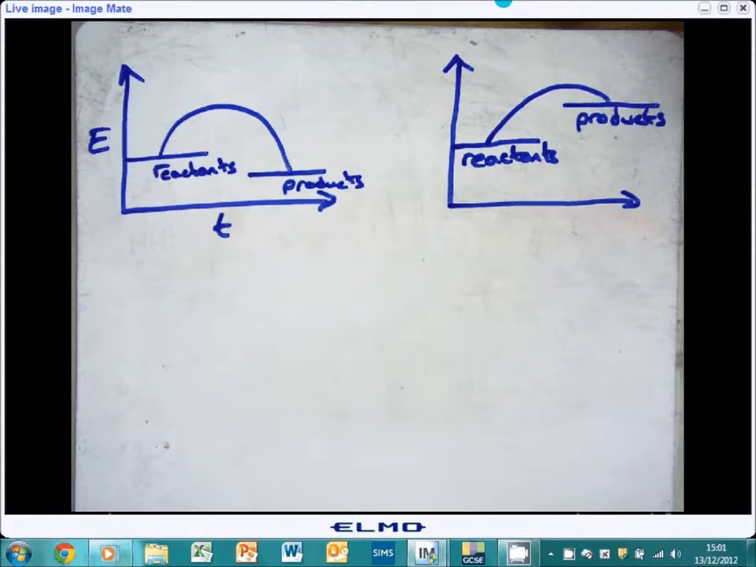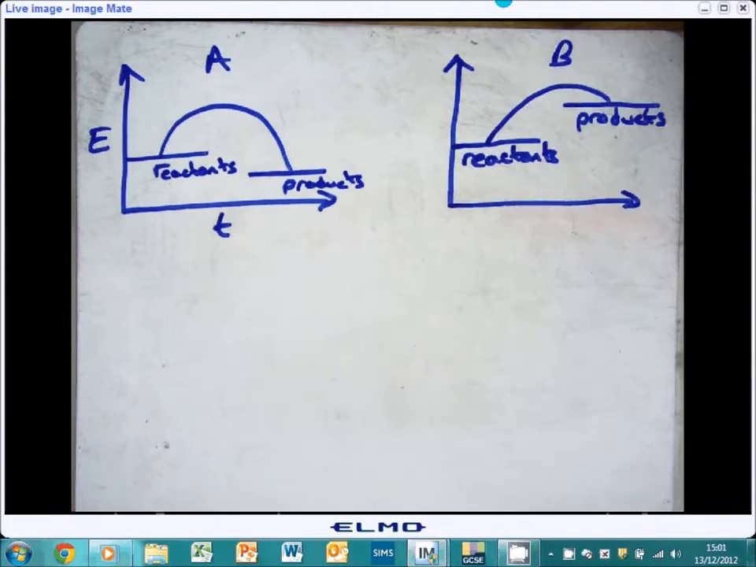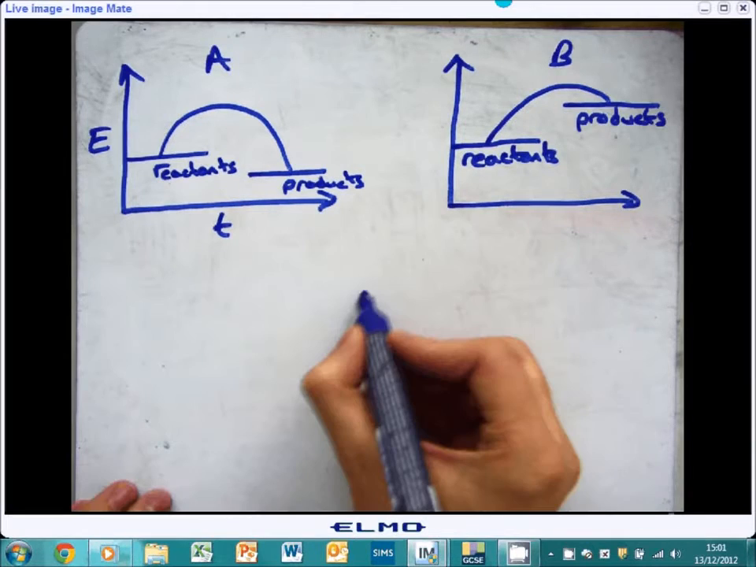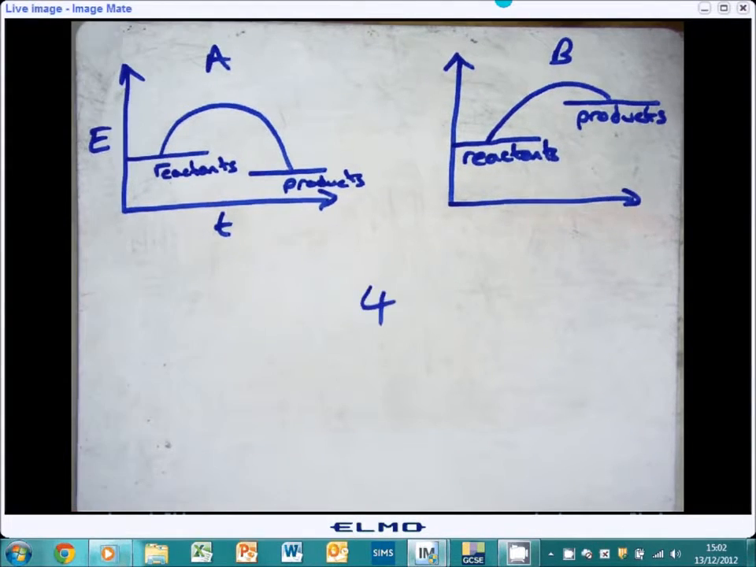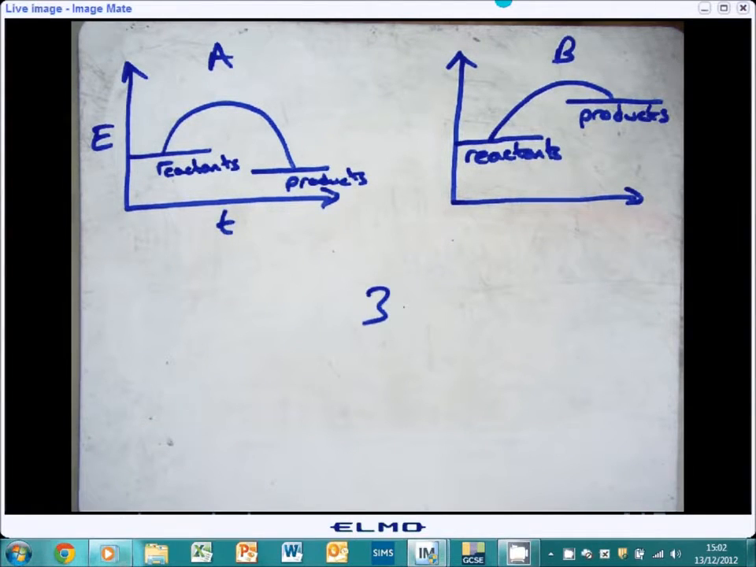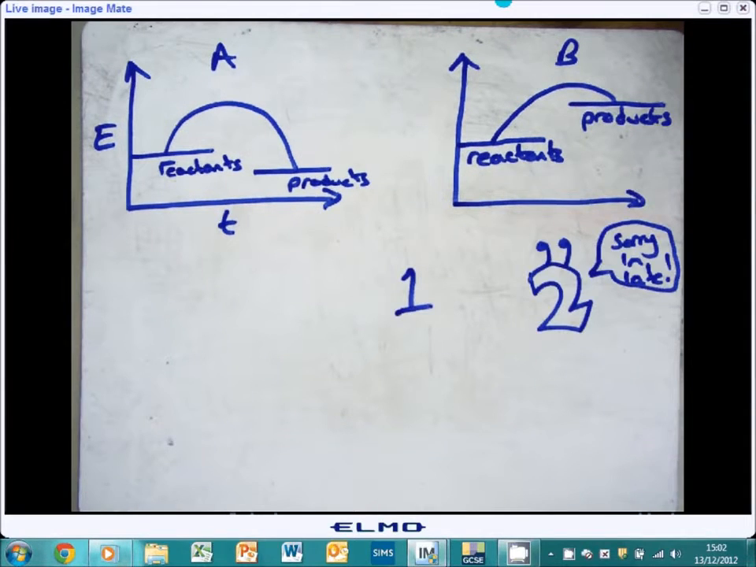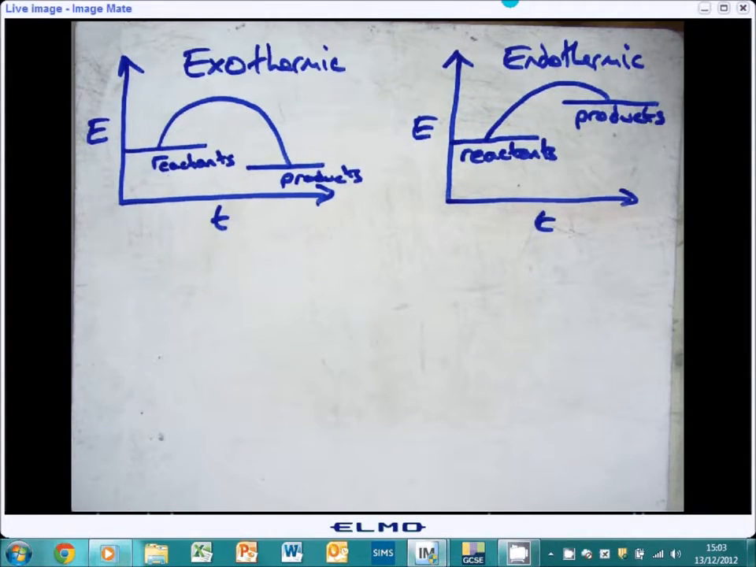So, which of these two is exothermic? A or B? You have 5 seconds to decide. 5, 4, 3, 2, 1. So A was exothermic and B was endothermic. You will be asked to draw these in the exam, certainly in the higher paper, so make sure you learn them.